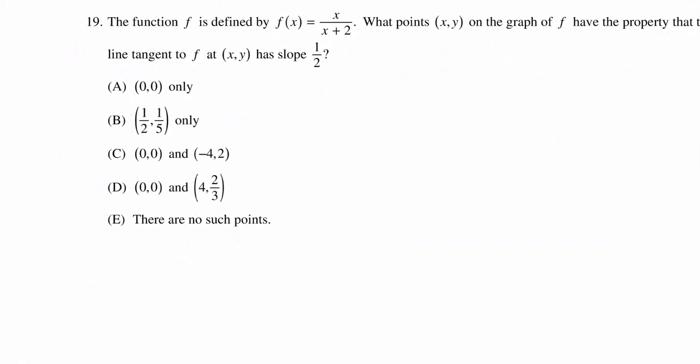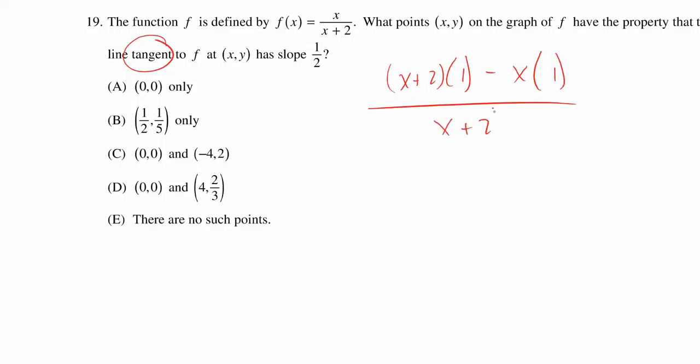The function f is defined by f of x equals x over x plus 2. On what points does a graph have the property that the line is tangent to? So when we say tangent, we got to do derivative. When we say derivative, we've got to say quotient rule. When we say quotient rule, we say low, d high minus high, d low over low squared. And we want to know, when is its slope 1/2.